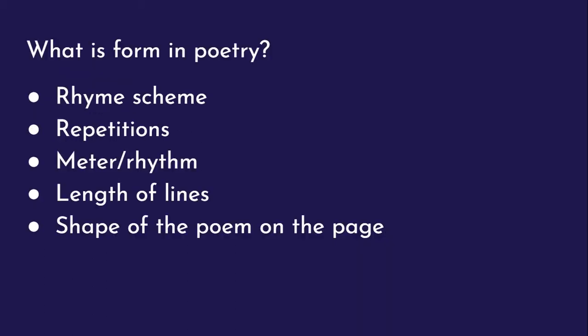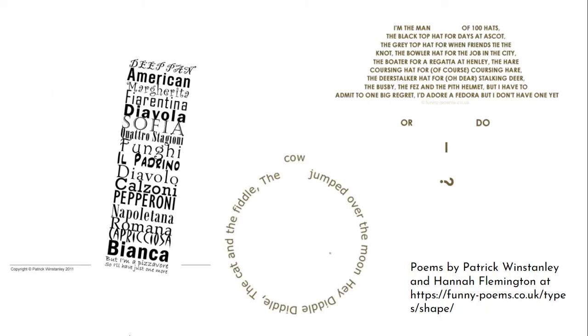And when we think about poetic form, we might be thinking about the rhyme scheme, repetitions of sounds or of words or of lines, the meter, the rhythm, maybe the length of lines, or even the shape of the poem on the page. And here are some terrific examples of some shape poems. There's the Leaning Tower of Pizza, The Cow Jumped Over the Moon, and a poem about hats. And if you want to see more, go to funnypoems.co.uk.